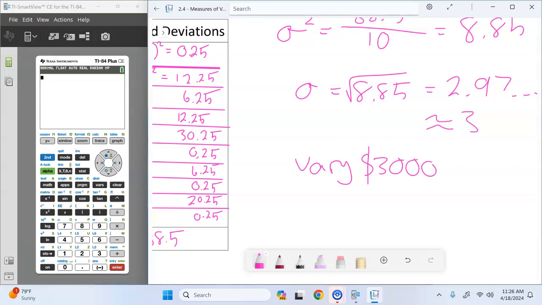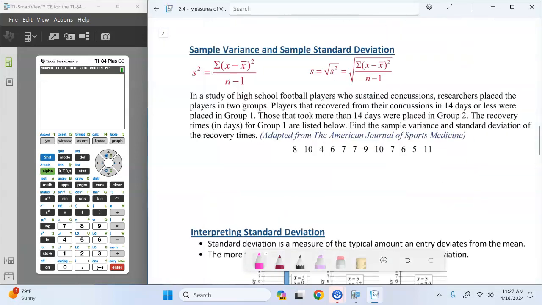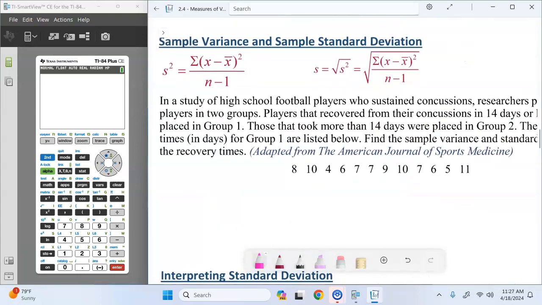Your math was right, you just used the wrong number. Alright, so same idea but with a sample. The formula is exactly the same, except instead of using the sample size, we do the sample minus 1. We use sample minus 1.